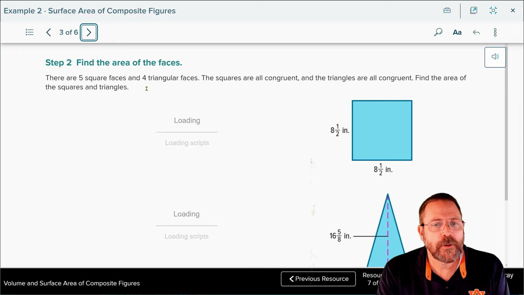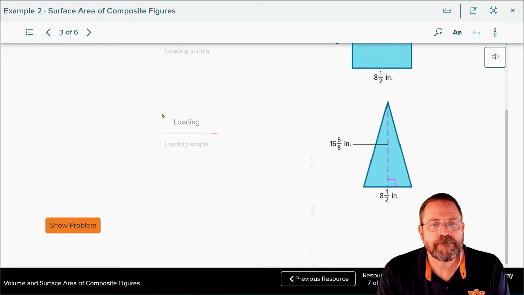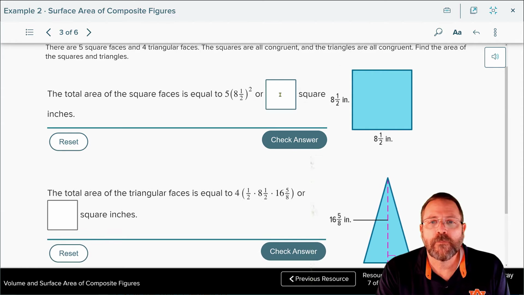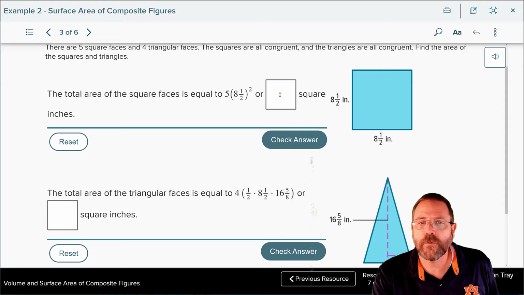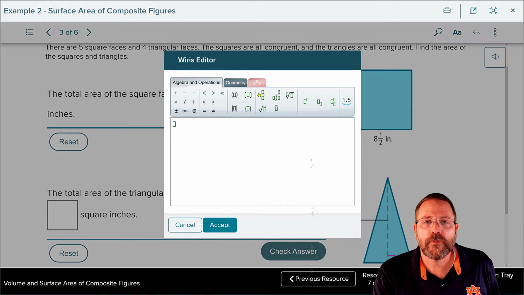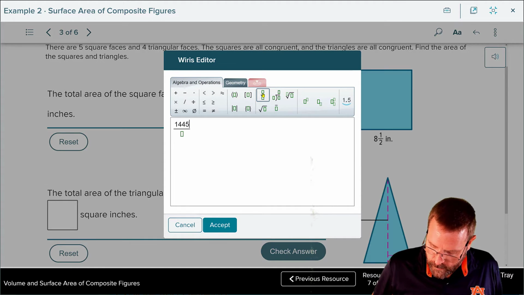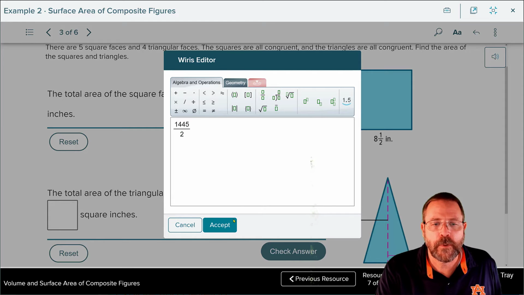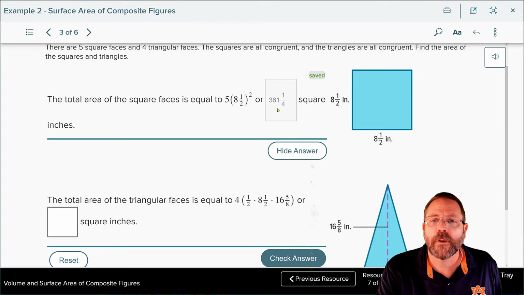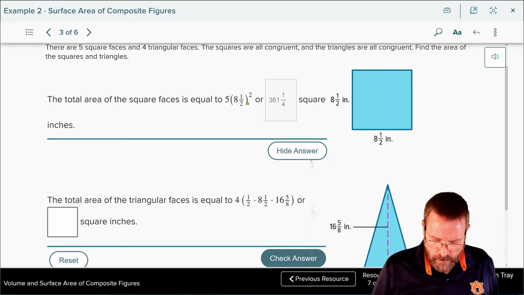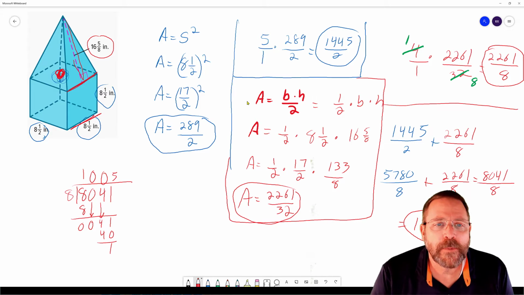Next, we're going to take and say, well, they found, let's see here. The 5 squares ended up being, what did I say for my squares? 1445 over 2. So let's see if that part came out right. 1445 over 2. Accept and check. And I'm curious what they came up with there. That concerns me. The total area of the 5 squares. Let me check on that. Hold on. I found my mistake.